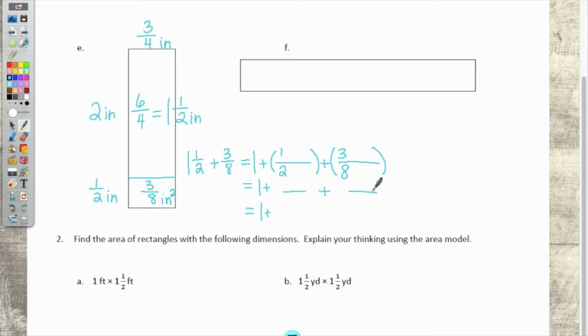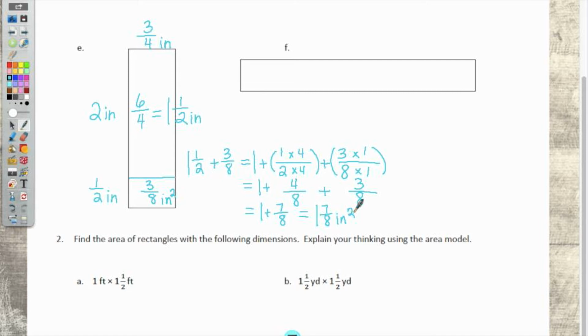Cheney, common denominator for 2 and 8. 16. You could. Oh, 8. 16's not wrong. You'll just have to simplify. Okay? So 2 times what equals 8? 4. So your answer is 1 and 7/8 inches squared. Okay?